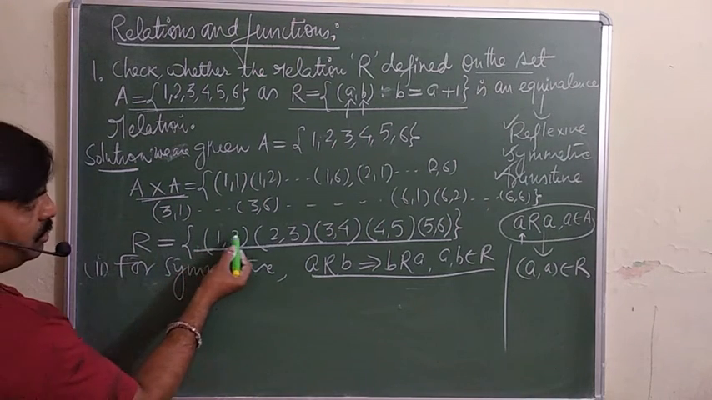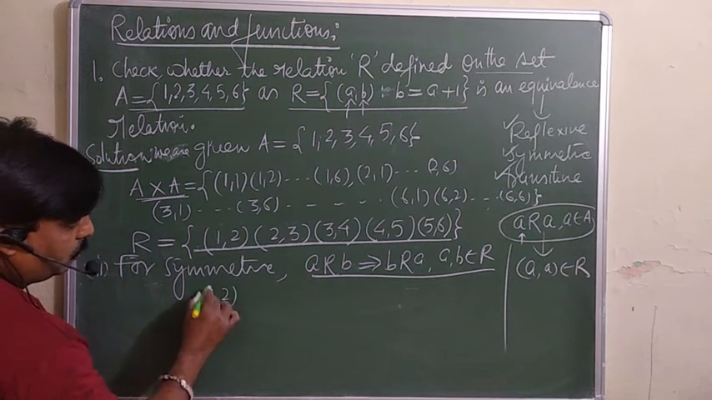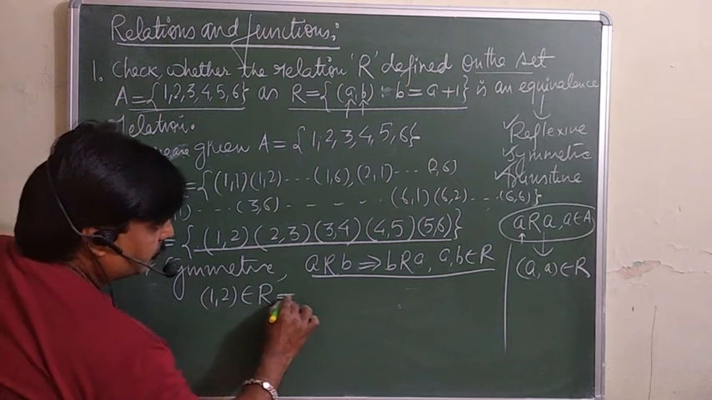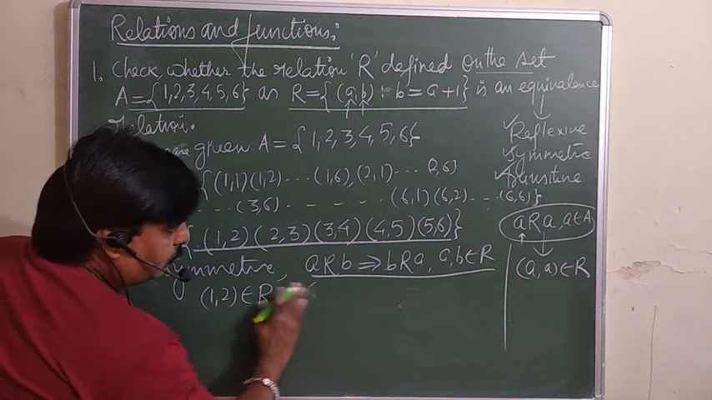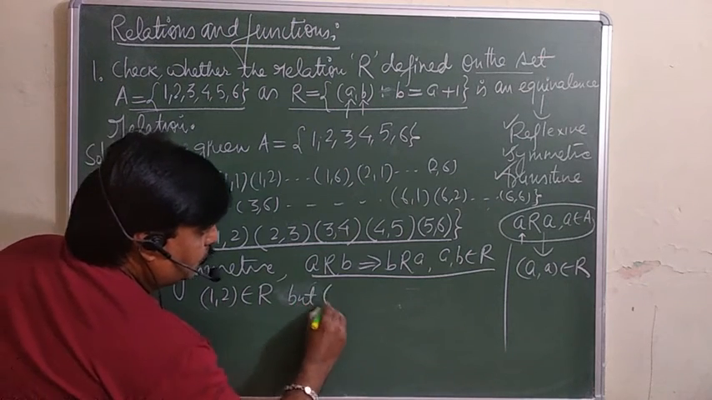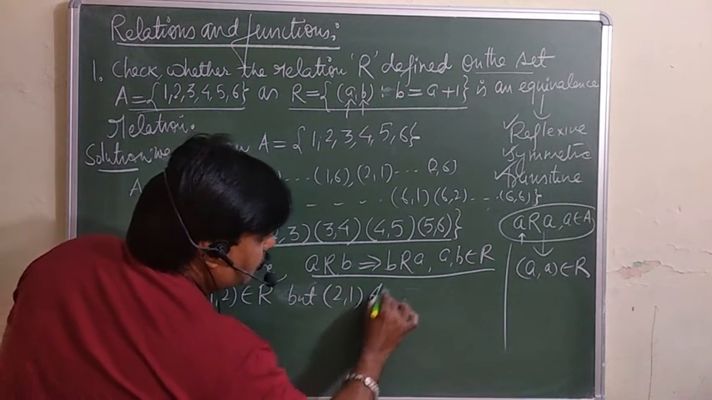See, (1, 2) belongs to R. (1, 2) belongs to R is here only. But (2, 1) does not belong to R.